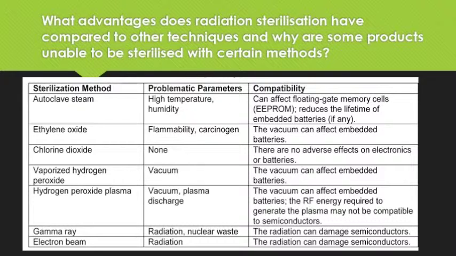Electron beam sterilization only works with low-density products such as wires and cables, whereas radiation sterilization works with almost all medical equipment.